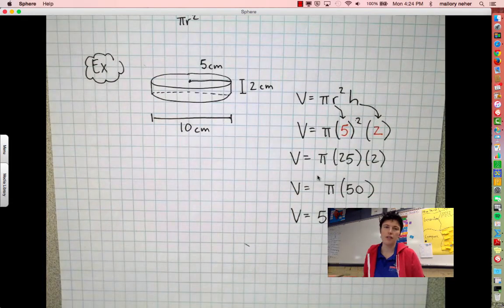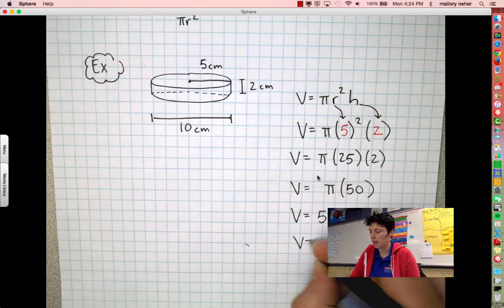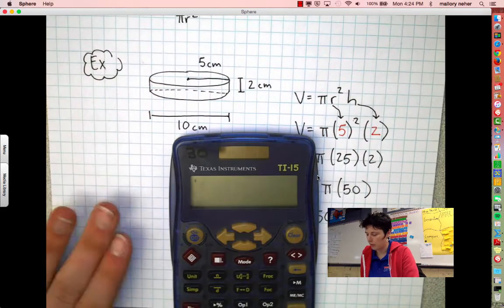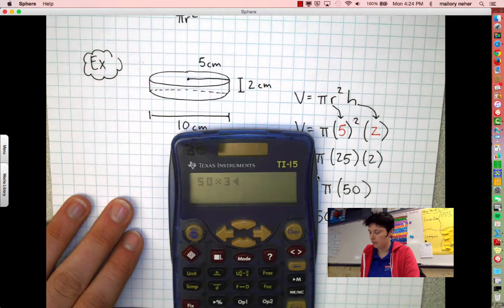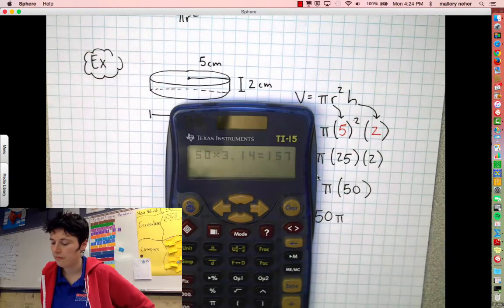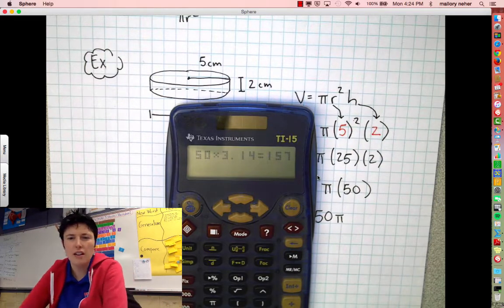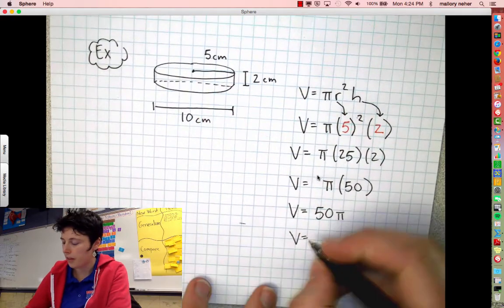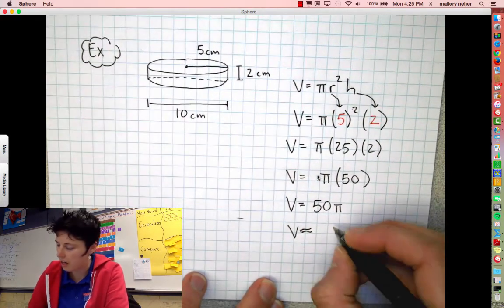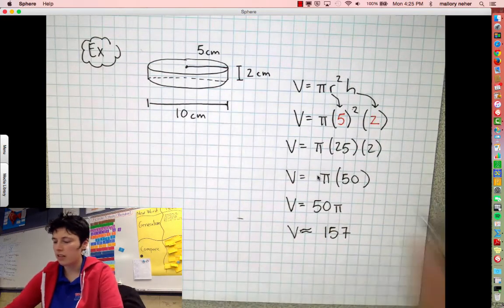But if I do have a calculator, which I do, I want to calculate this a little more accurately. So I want to figure out what is 50, let's see, we'll turn this on. What is 50 times 3.14? Now 3.14 is rounded pi. We know pi is that number that goes on forever. So it's about 157 is what we're looking at, which means when I write out my final volume, since I'm using pi, I'm going to use an about equal sign and say 157 units. And the units in this measurement is centimeters.